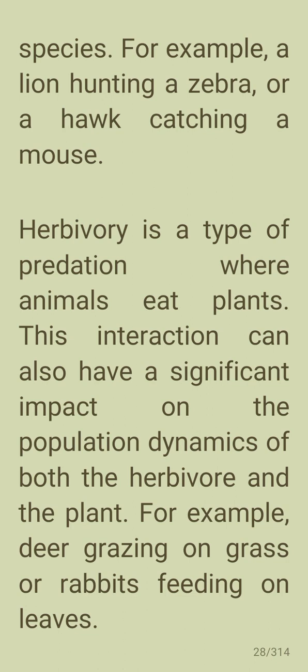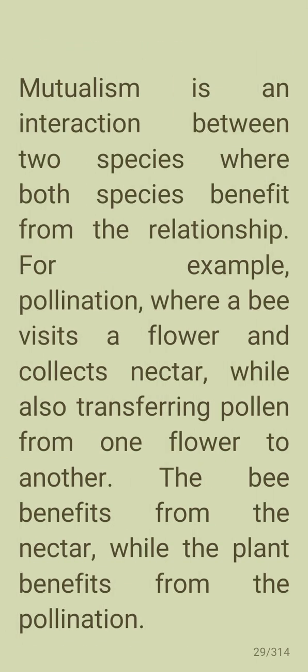Herbivory is a type of predation where animals eat plants. This interaction can also have a significant impact on the population dynamics of both the herbivore and the plant. For example, deer grazing on grass or rabbits feeding on leaves.